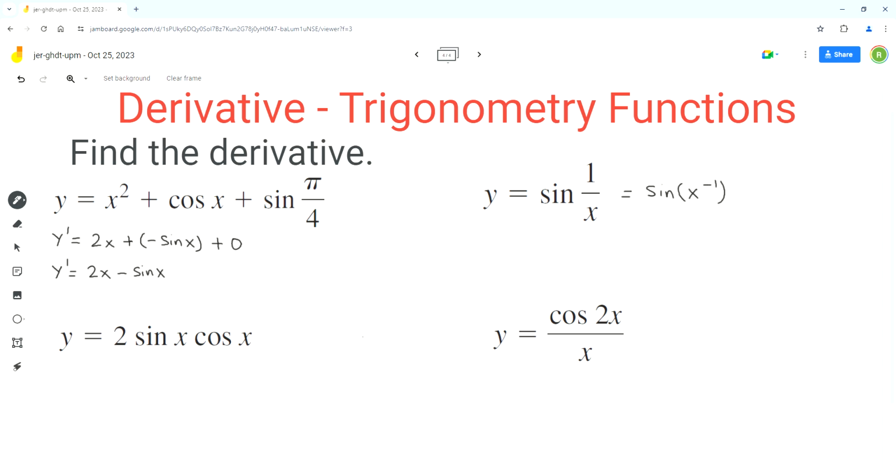Now we can find the derivative of the sine term using the chain rule, because there is an outer function, which is the sine function, and the inner function is x to the power negative 1. So we'll start with the derivative of the outer function. The derivative of sine is cos, times the derivative of the inner function, and for the inner function we'll have to use the power rule.